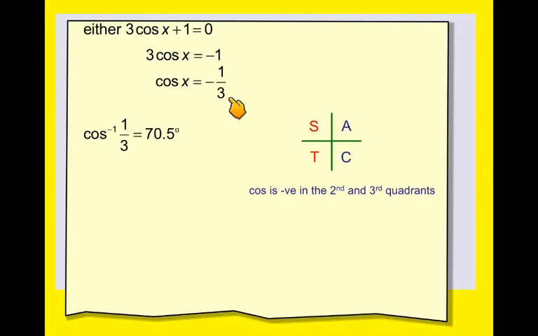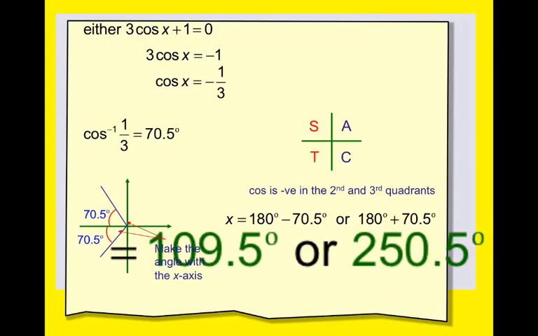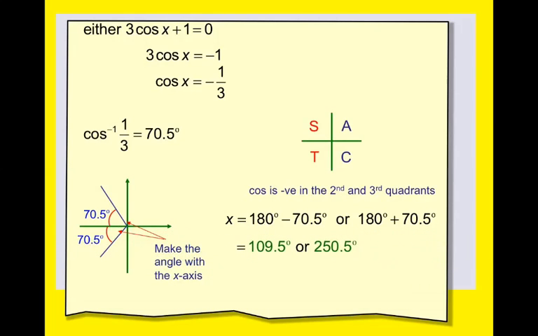We want to know where cosine is negative, so we look in the second and the third quadrants. We draw our axis in with the x-axis. Okay, so we make our angle with the x-axis 70.5, and then we say that x is going to be 180 minus 70.5, since we're solving between 0 and 360, and 180 plus 70.5. We get the answers 109.5 or 250.5.